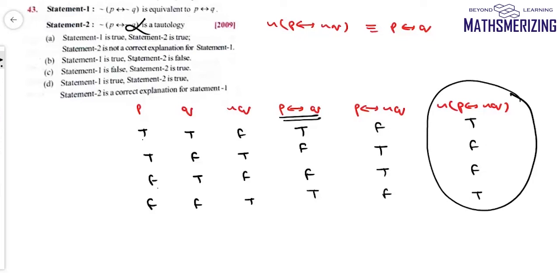And the first statement is this expression is equivalent to P if and only if Q. So their truth values are same. So that means statement 1 is correct. So option is statement 1 is true and statement 2 is false, which is your option number B.